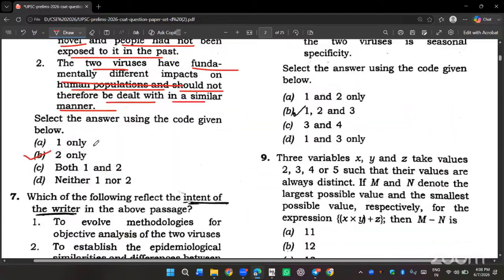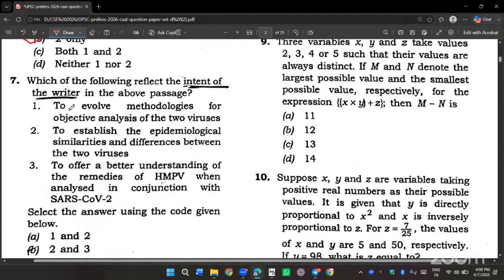So here, next question. Which of the following reflect the intent of the writer? What inference you arrive at while reading this passage? What is the intent of the writer? What does the author say? N number of ways they will be asking the question. For all, we have the same answer with a little bit of difference. I will discuss.